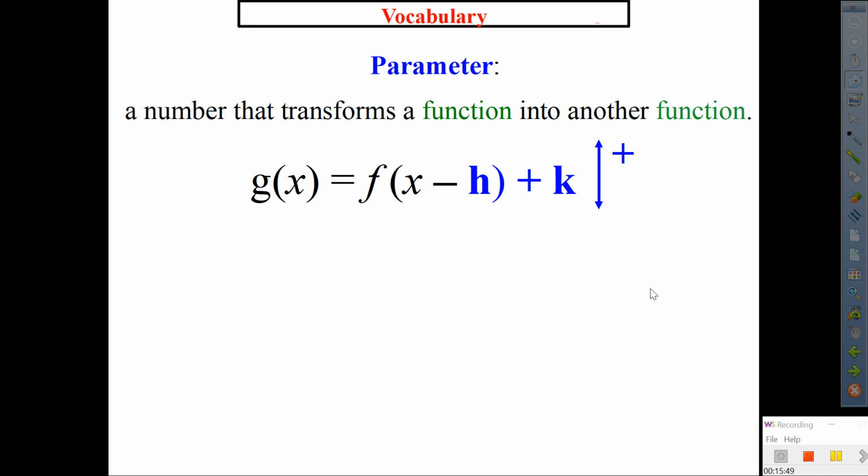Okay. So if k goes up and down, that means h goes what? Side to side. Yes, that is correct. Now this is the confusing part for some of you. Let's say I wanted to substitute a number in there. If I substitute a positive number, it's going to go to the right. However, if I substitute a negative number, it's going to go to the what?